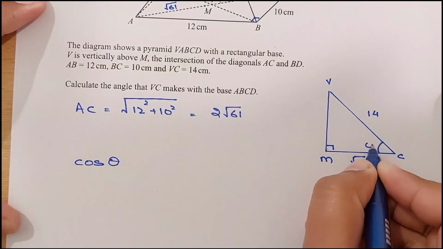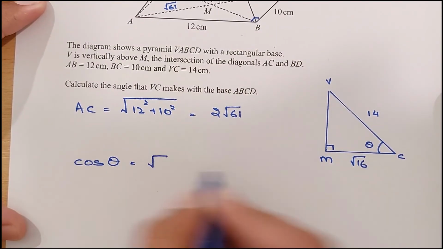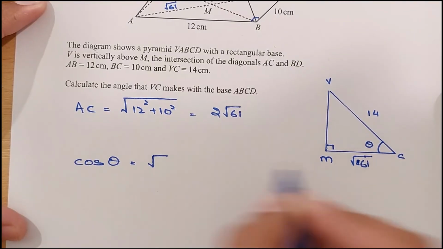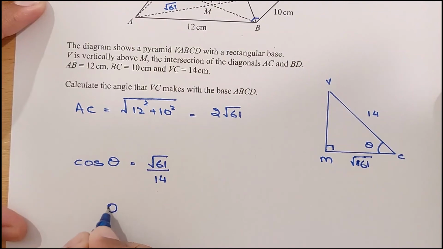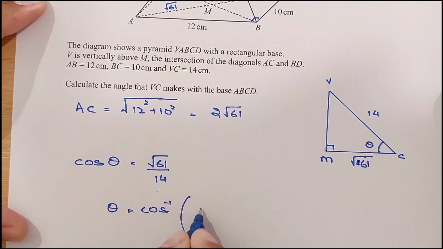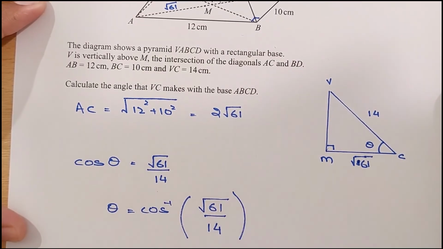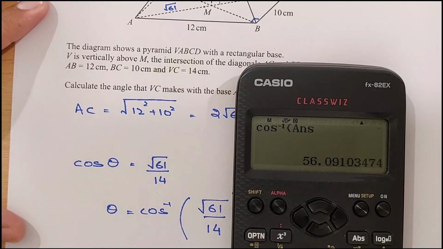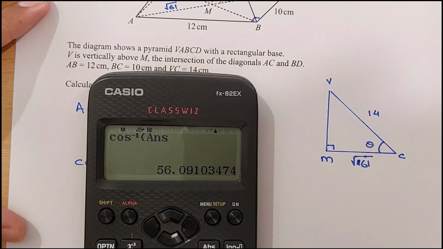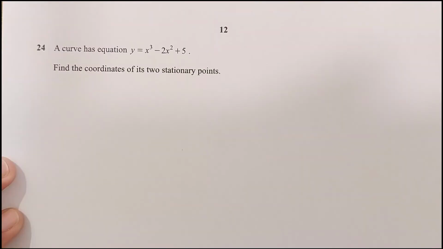Cos of angle theta, let's say this angle is theta, is adjacent over hypotenuse, square root of 61, sorry, it's just 61 under the root, divided by the hypotenuse, that is 14. And theta is cos inverse of square root of 61 divided by 14. Doing cos inverse of the answer, this is 56.09, 56.1 degrees. Yes, 56.1 degrees is the angle VC makes with the base ABCD.